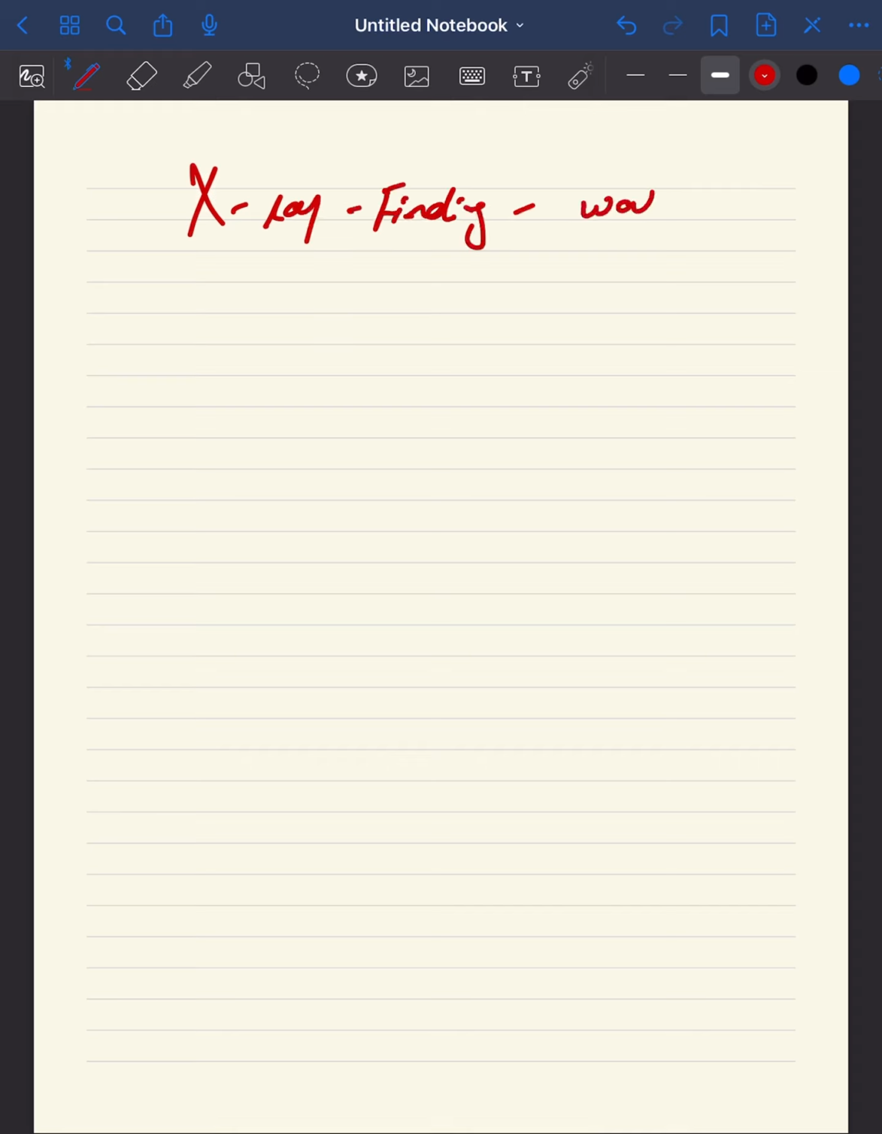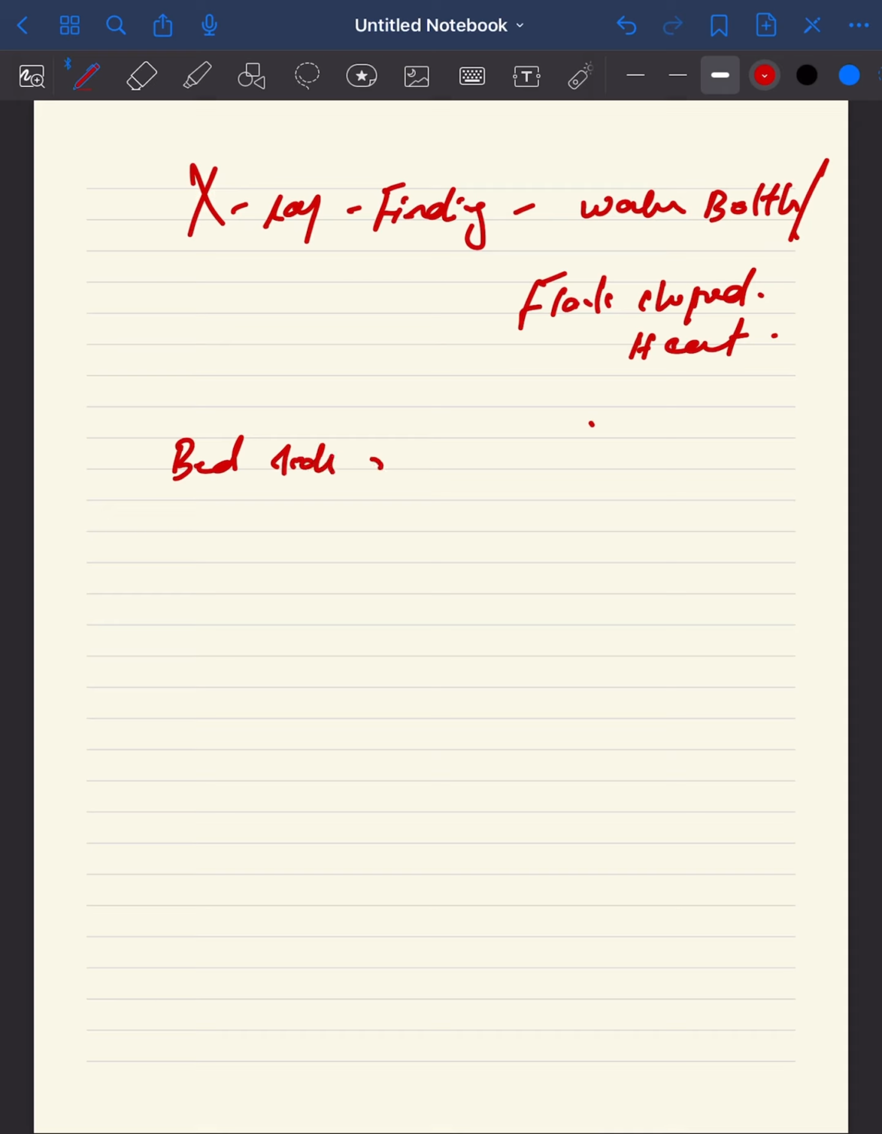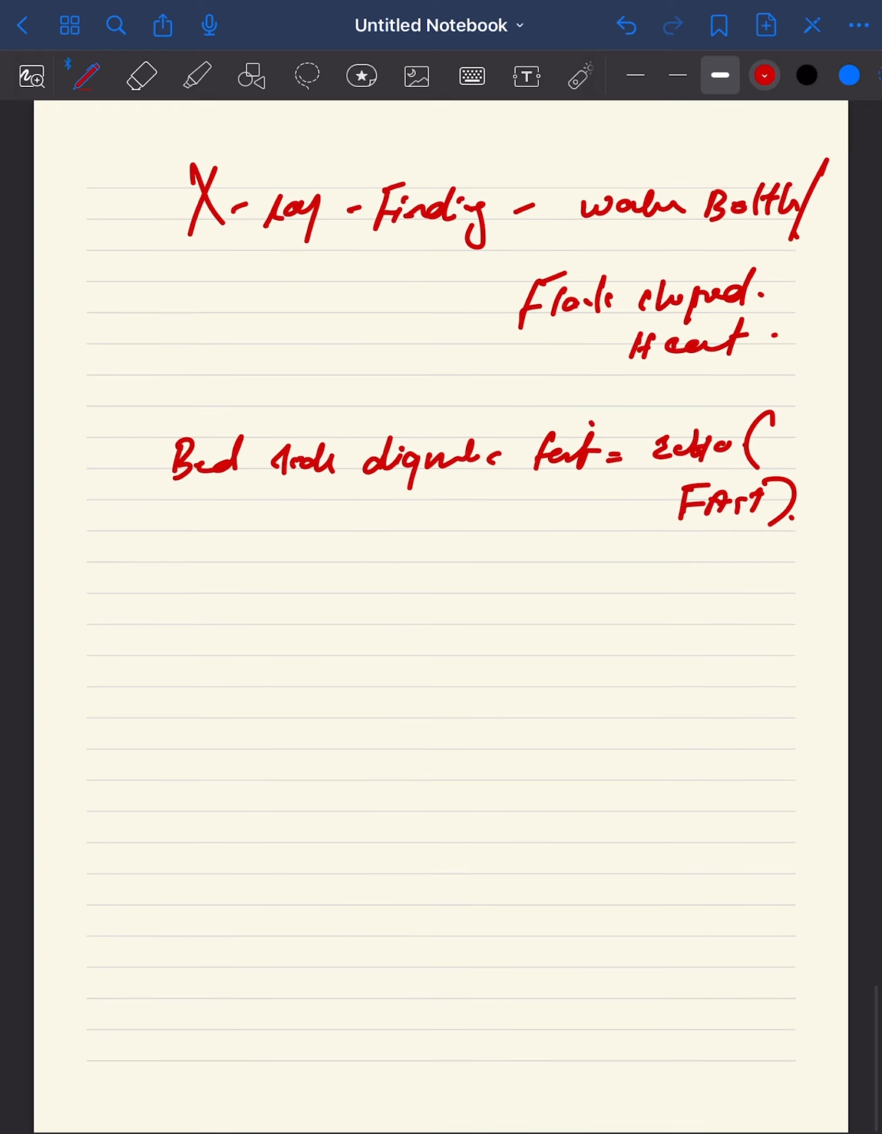The heart will be a water bottle or flask shaped heart. Then what? Bedside diagnostic test: echo. You can do FAST. Then what? Points to remember, note.